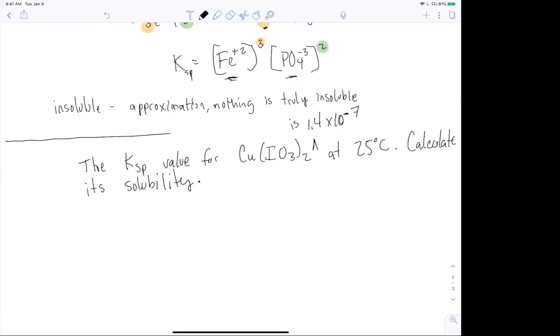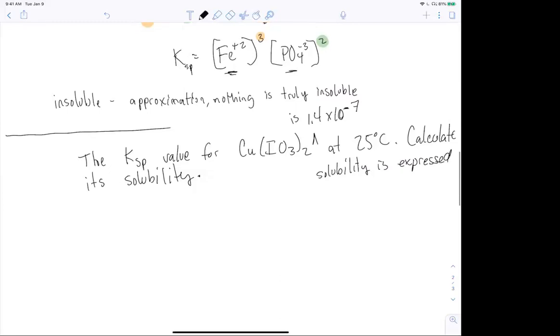When they're talking about solubility, the way we express solubility is like amount per volume. It's usually expressed in moles per liter. That would be the molar solubility. And then sometimes, more often in practice, it's expressed as grams per liter or milligrams per milliliter or something like that. But it's the amount that's soluble per some unit volume.